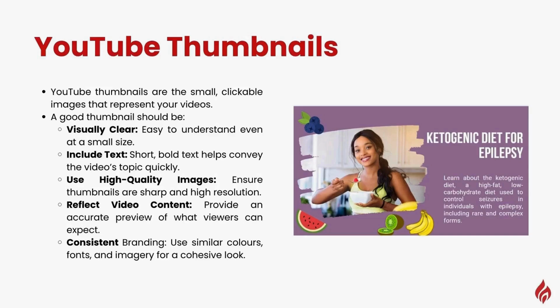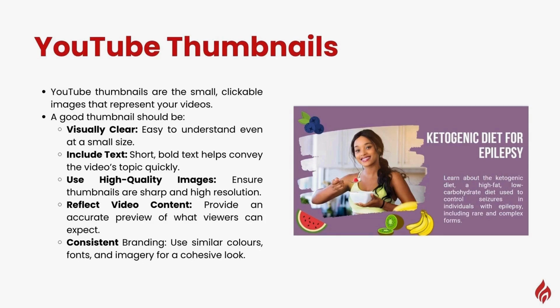I want to talk to you now about thumbnails. These are the small clickable images that represent your videos in search results, in recommendations, and on your channel. They're the first visual impression that viewers have of your content, so making them appealing is key to attracting more engagement. A good thumbnail should be visually clear. It should be easy to understand, even when people are looking at it on a mobile. Avoid clutter. Focus on the main elements of the video.